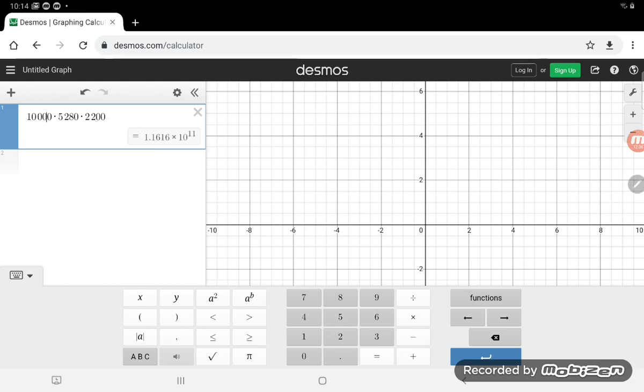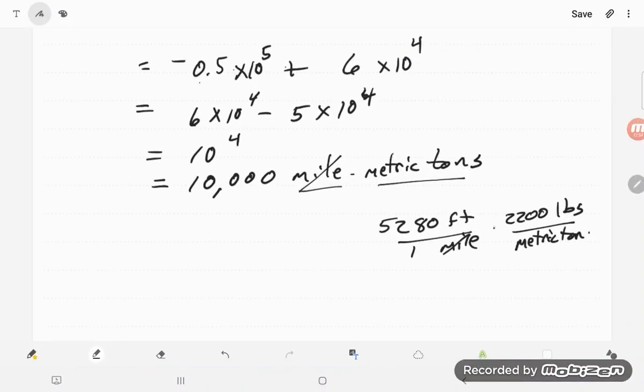So my best guess is that the 2,200 pounds in a metric ton is just a tiny bit off. But anyway, so we can go back here and, by multiplying by those two things, we get our 1.162 times 10 to the 11th foot pounds. Do LBS there for pounds.